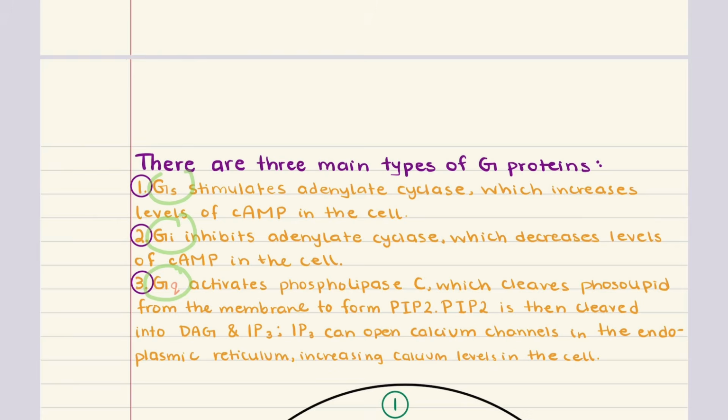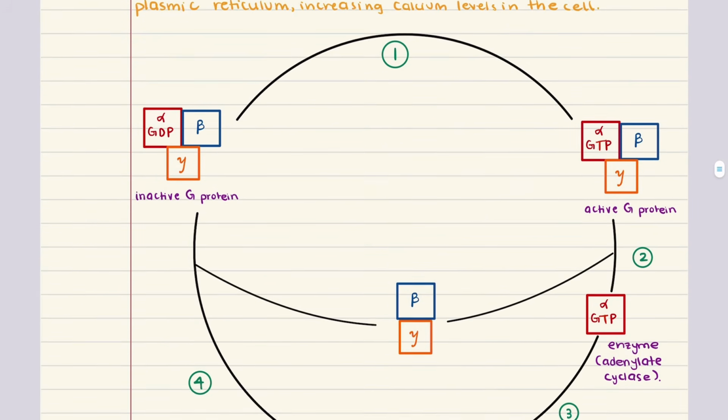Finally, there's GQ. It activates phospholipase C, which cleaves a membrane phospholipid called PIP2 into DAG and IP3. IP3 then opens calcium channels in the endoplasmic reticulum, and that's going to help increase calcium levels inside the cell. All G proteins are made of three subunits: alpha, beta, and gamma.